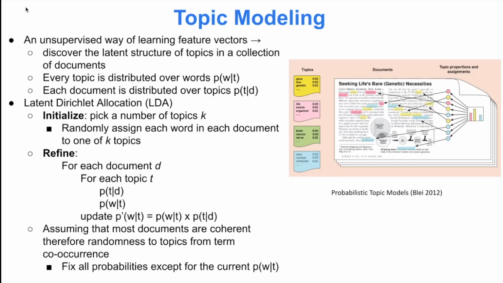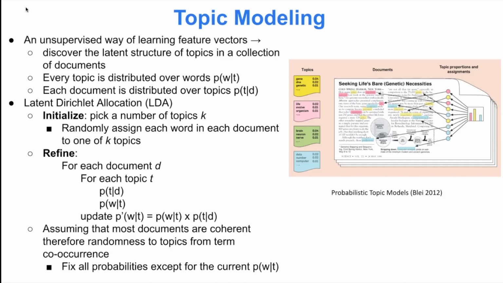It's also a bag of words approach, so we're not considering order, but just the words that appear in a document. And the way this works on a very broad level is, first you're initializing by just picking a number of topics K, and then randomly assigning each word in a document to one of the K topics. And then we'll refine it by looping through the documents and the topics and fixing all the probabilities except for the current probability of the word given the topic.